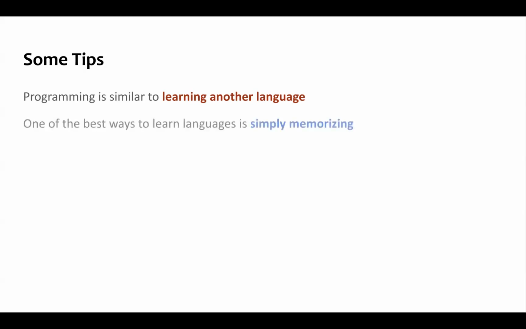And there are some tips. This is very important. Some of you might be very familiar with programming. However, some of you might have difficulties understanding data structures. And these tips might be very helpful for you. Programming is quite similar to learning another language. And one of the best ways to learn languages is simply memorizing. So this is a Korean example.